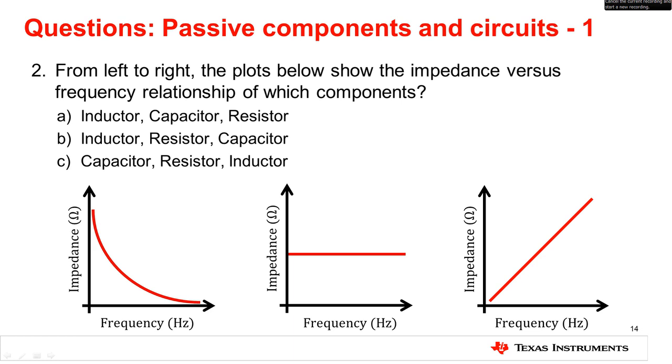Question 2. From left to right, the plots below show the impedance versus frequency relationship of which components? The correct answer is C. From left to right, the plots describe the impedance versus frequency of a capacitor, then a resistor, and finally an inductor. Remember, the capacitor has an impedance that is inversely proportional to frequency. The resistor has an impedance that is independent of frequency, and the inductor has an impedance that is proportional to frequency.